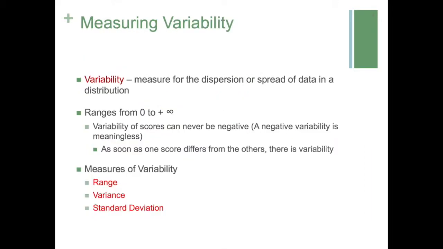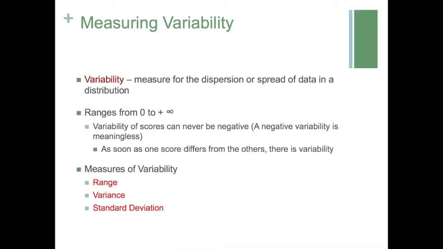So when we're measuring variability, we are measuring the dispersion or spread of data in a distribution. So a deviation is the measure of one score's distance from the mean, and variability is an overall measure of all of those scores' distances from that mean. Variability is always going to range from 0 to a positive infinite value. It's never going to be lower than 0.